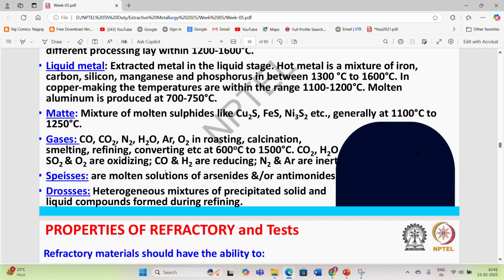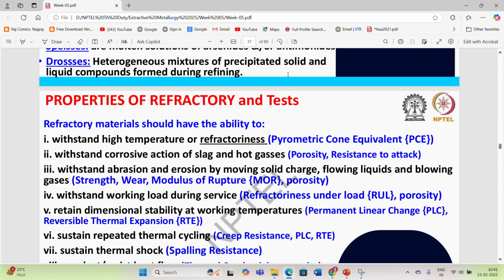Then spices, which are basically the molten solutions of arsenides and antimonides, which are going to get reacted with these refractive materials. Then drosses are there, which are basically a heterogeneous mixture of precipitated solid and liquid compounds formed during refining. So properties of refractive material: how to determine the properties of the refractive material and how to test them.